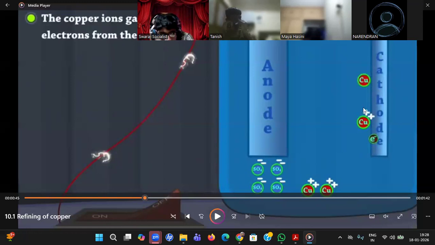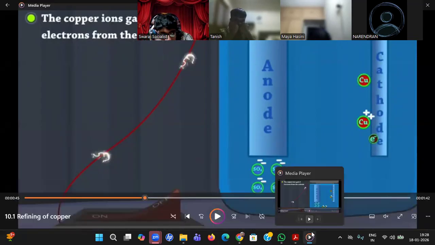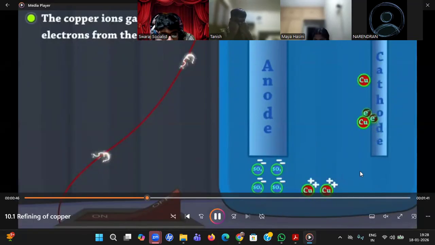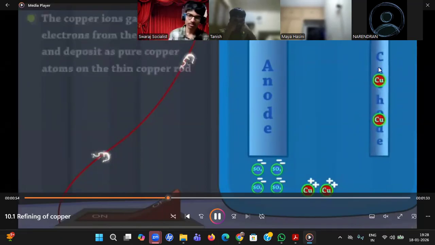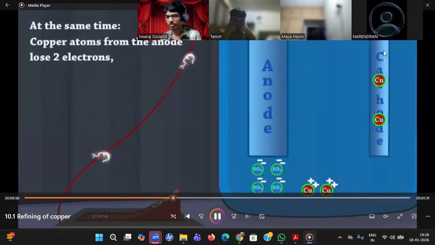Cu2+ is electron deficient. Plus means it doesn't have electrons. So electrons will jump from cathode to Cu2+. Now once the electron is jumping, what happens to Cu2+? It will become Cu. Well, that is what we want. So this particular part is bulging now. Why? It was thin pure copper, extra copper came, it started bulging. So pure copper is going to be deposited on the originally pure copper.